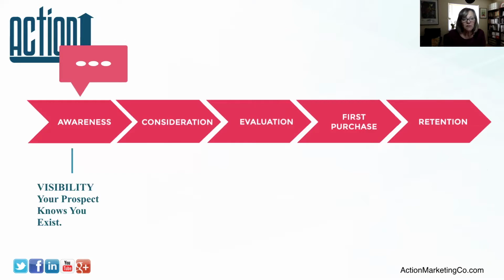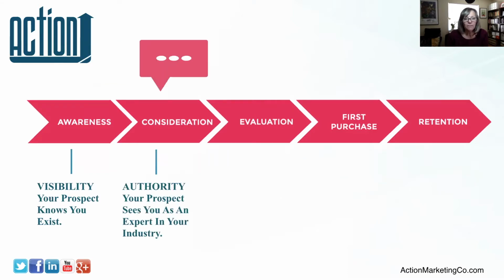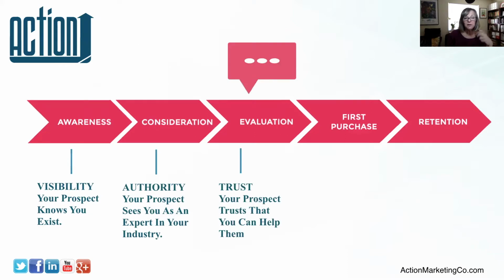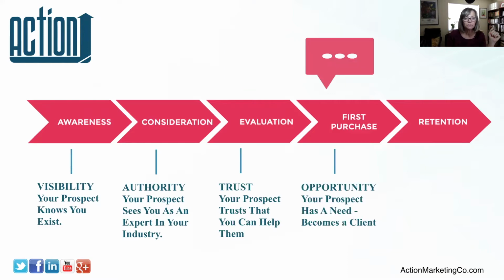In the awareness stage, your prospect becomes aware of the fact that you exist, so you want to generate visibility. Then you want to develop authority. Through authority and writing content, your prospect sees you as an expert in your industry, as I just mentioned before. So while they're considering it, they're going to want to go with an expert. Then as they get closer to making a decision, they are going to start trusting you as they evaluate the different options that they may have. You have been able to develop trust with your prospect. And then the opportunity presents itself when your prospect has a need, wants to buy, and becomes a client.